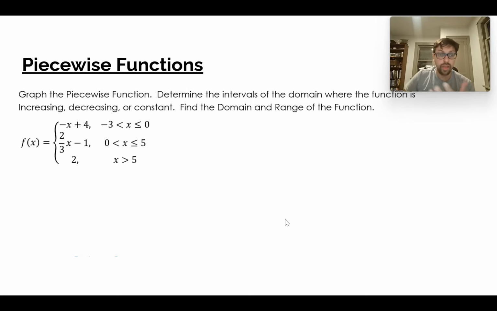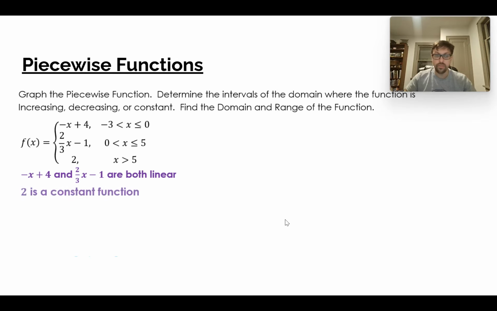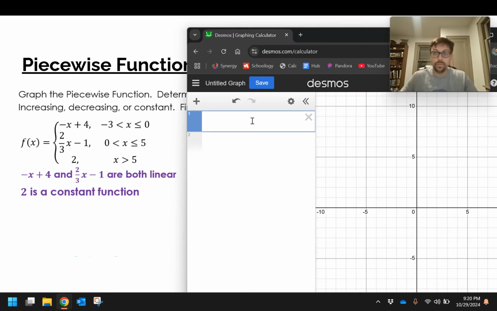In this example, I've got 2 linear functions. I've got that decreasing function of -x, and I've got that increasing function of 2/3. I know that because of the slopes of 2/3 and -1. I'll have an average rate of change for those two of 2/3 and -1. And then we've also got a constant function of 2. That constant function only exists when x is greater than 5. But then I've got 2 linears that are happening between -3 and 0, and 1 between 0 and 5. Let's take a look at Desmos to see what this thing would look like on a graph.